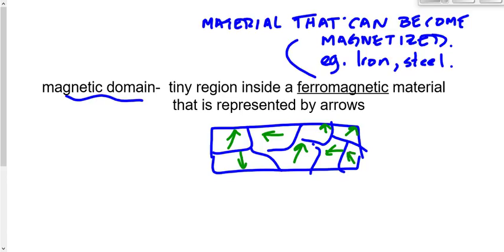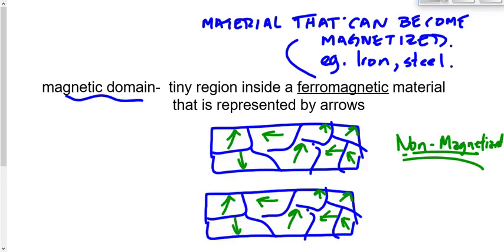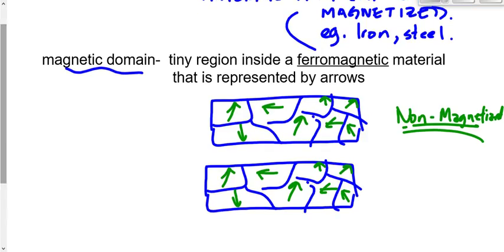This is a ferromagnetic material, but this is a non-magnetized ferromagnetic material because the domains are pointing in, well, more or less random directions. It still has the potential to become magnetized, but it isn't magnetized right now. It just has the potential to become magnetized. Now I've got that ferromagnetic material that for some reason is going to become magnetized. Now, when it becomes magnetized, these domains start pointing not necessarily completely in the same direction, but in similar directions.